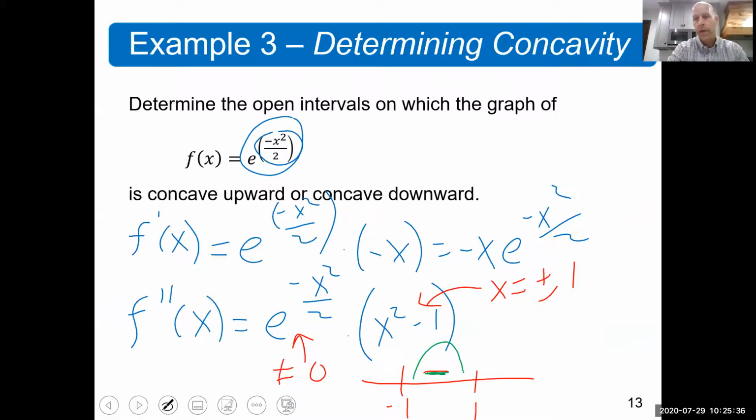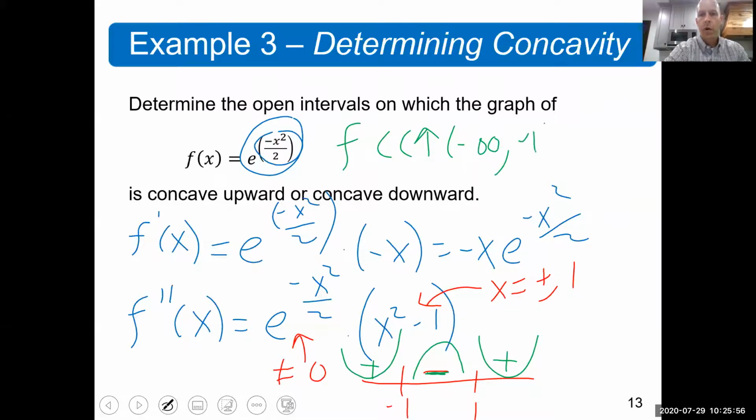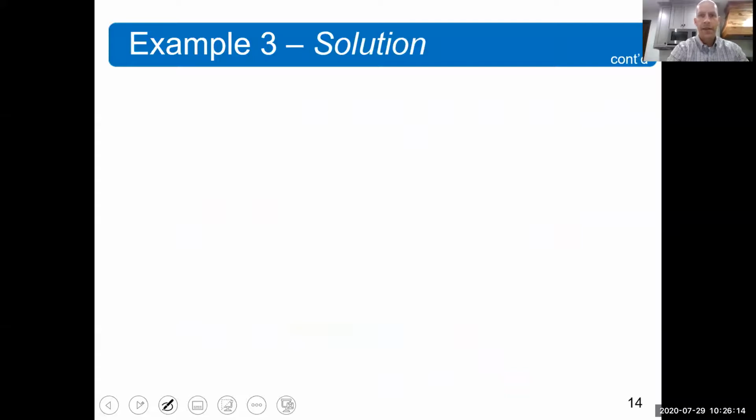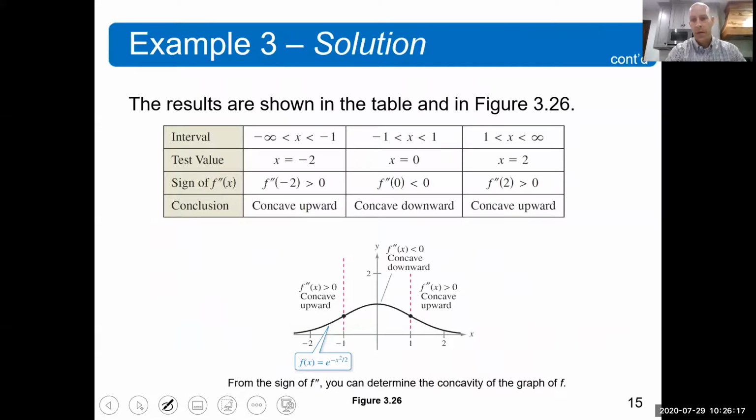And then if we picked a big number like 1,000, it turns out that this is going to be positive, so it's going to be concave up. So we know that f is concave up from negative infinity to negative 1, union 1 to infinity. We know that it's concave down between negative 1 and 1. By the way, here's the graph of that curve.